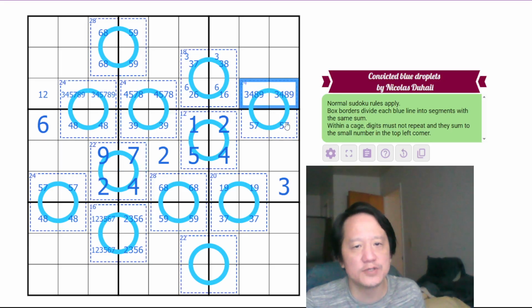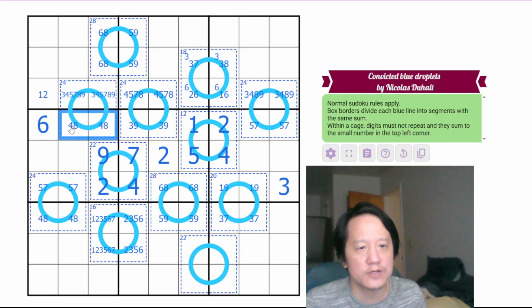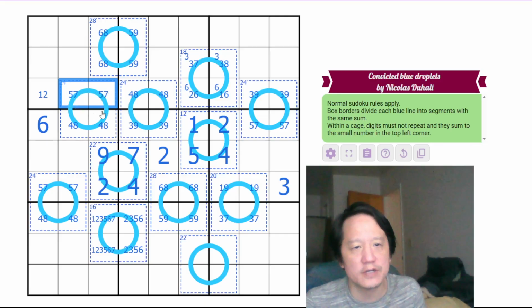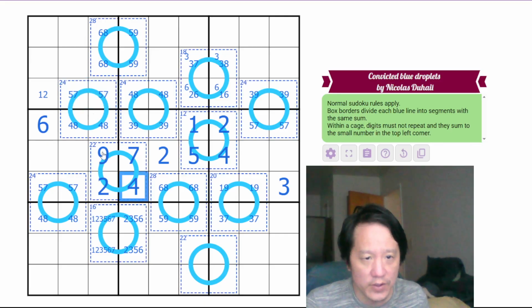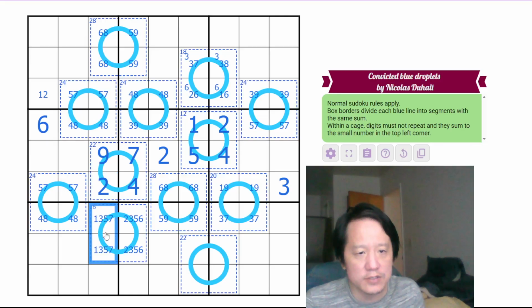This can't be 5, 7 because of 5, 7 in the rest of the cage. 4, 8 eliminates 4, 8 here. 3, 9 eliminates, well, we already did that. 5 and 9 eliminates 5, 7 as a pair, so this is 4 and 8. That eliminates 4 and 8 in the rest of the row, so this is 3 and 9. That eliminates 3 and 9 here.